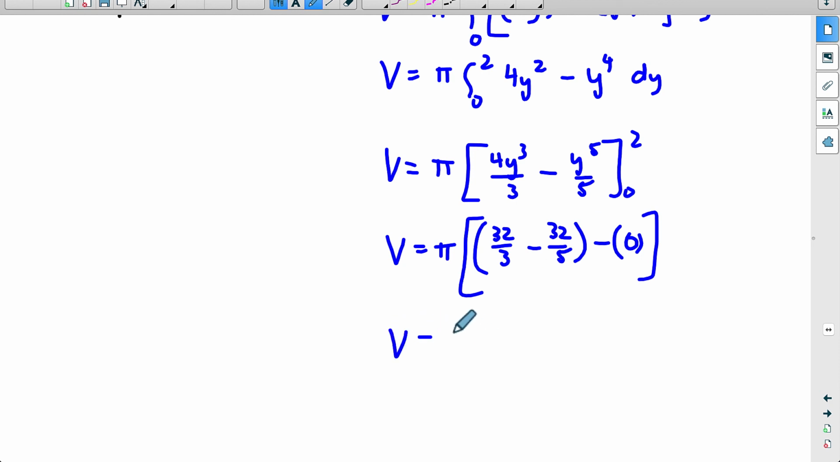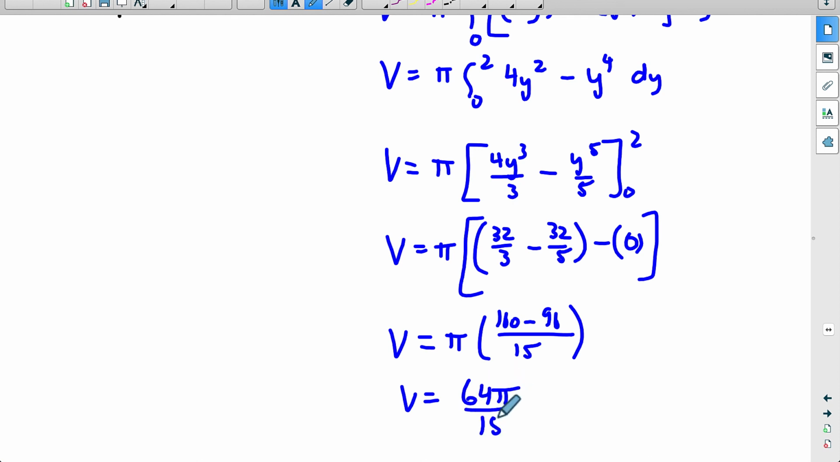Anyway, all we really have to do is 32 over 3 minus 32 over 5, so the common denominator is 15 again. Multiply by 5, top and bottom, you get 160. Multiply by 3, top and bottom, you get 96. And if you subtract there, 160 minus 96 is 64 times pi, 64 pi over 15.